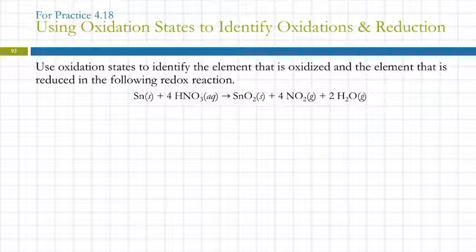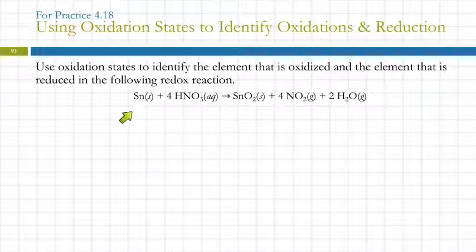So let's use oxidation states to identify the element that is oxidized and the element that is reduced in the following redox reaction. With redox reactions, we're looking at the individual elements. So we're not going to say that nitric acid is reduced or oxidized. We're going to say that one of the elements in it is oxidized or reduced. And it's possible for there to be more than one occurring. I don't think we're going to run into any in this class, but it's possible. So the first thing we're going to do is go through and assign oxidation states to every element.